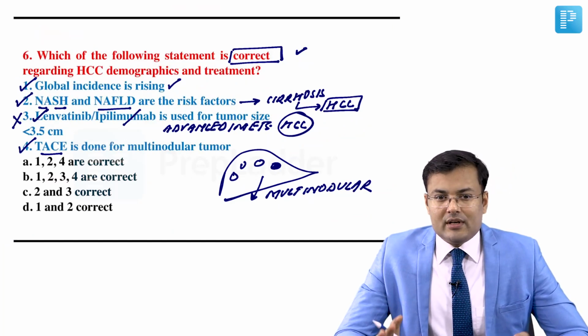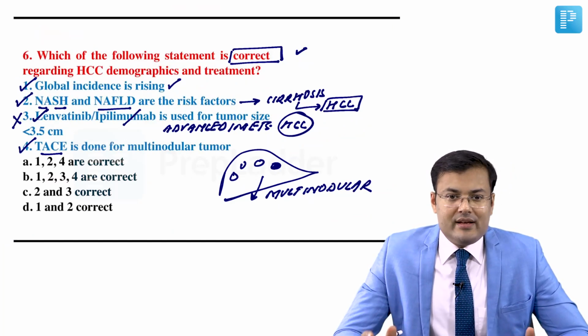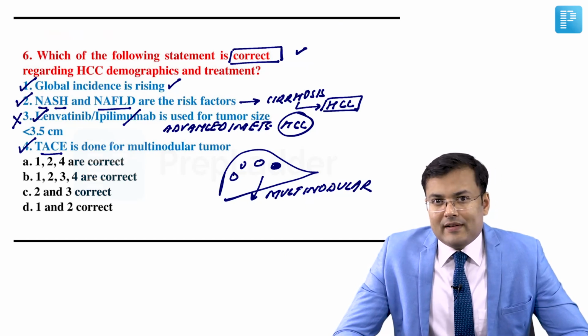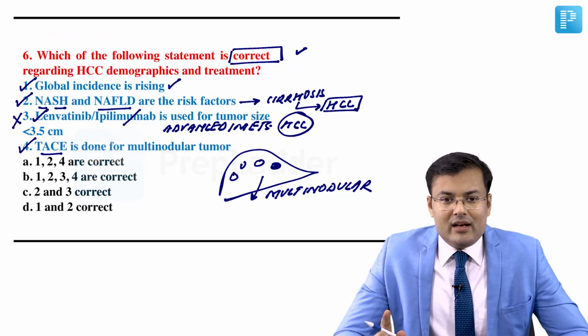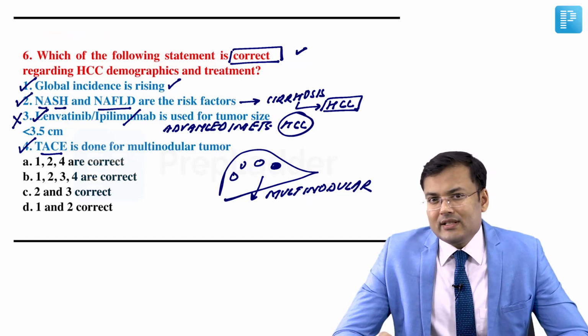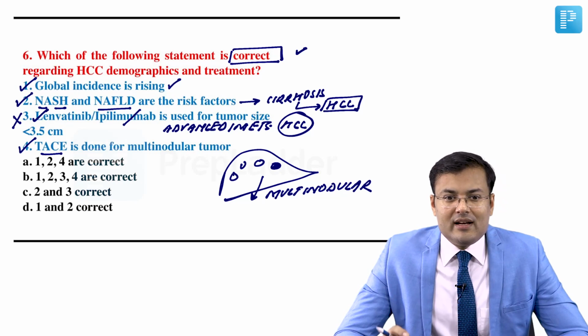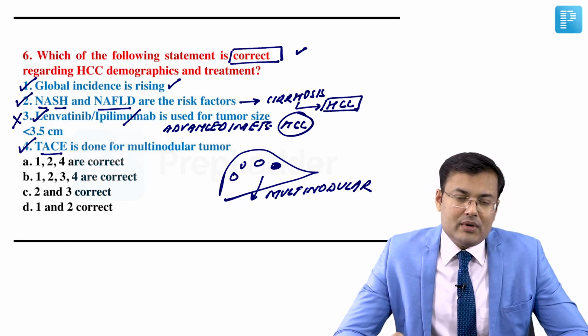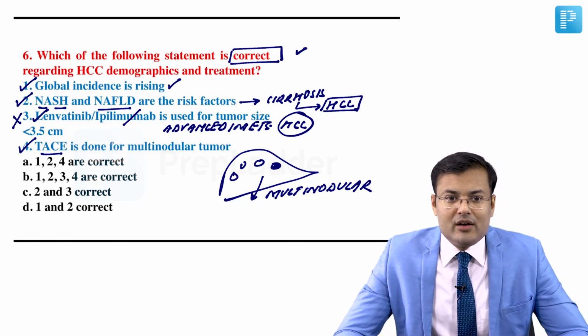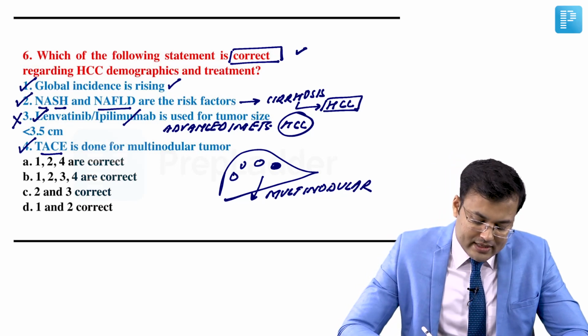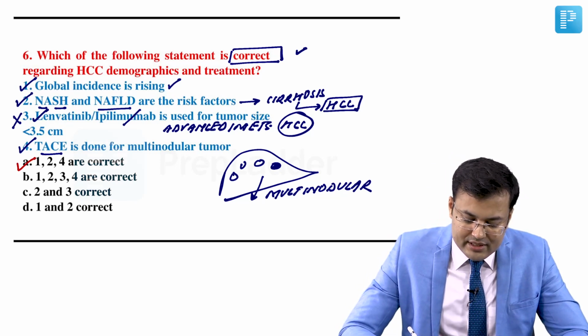So first option, global incidence is rising. Yes. NASH and NAFLD are the risk factors. Yes. Lenvatinib is used for tumor size less than 3.5 cm. No, it is used for advanced and metastatic disease. TACE is done for multinodular tumor. Yes, it's correct. So 1, 2 and 4 are correct. So correct answer for this question is A.